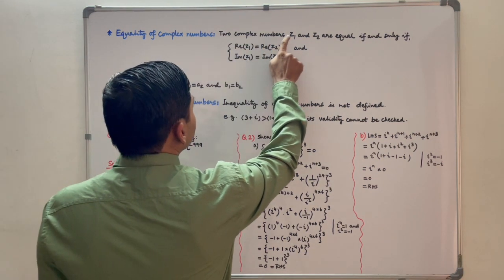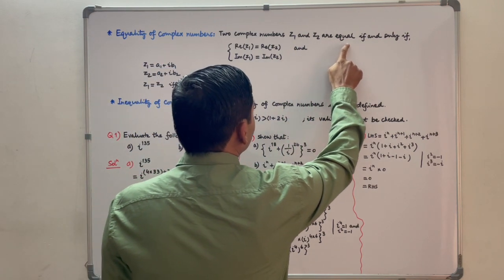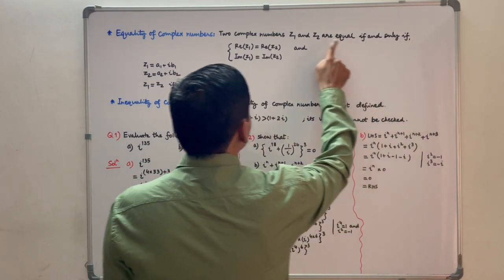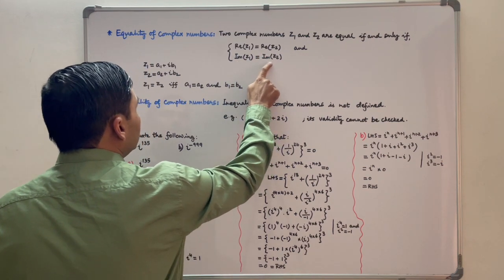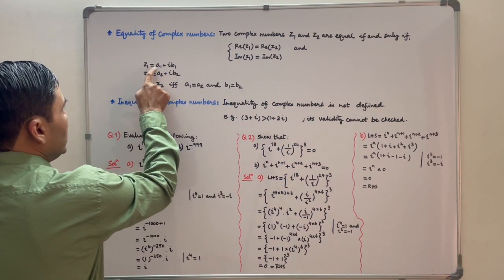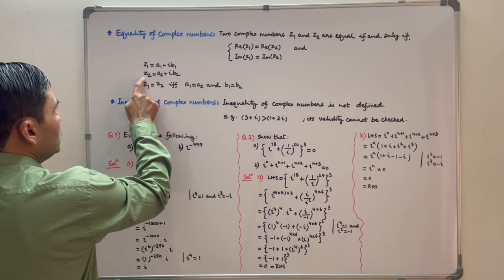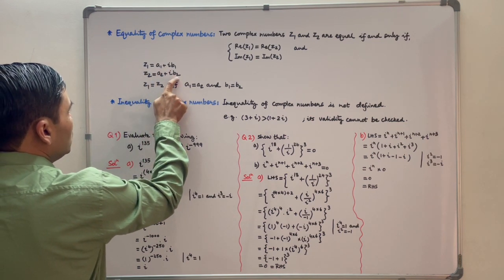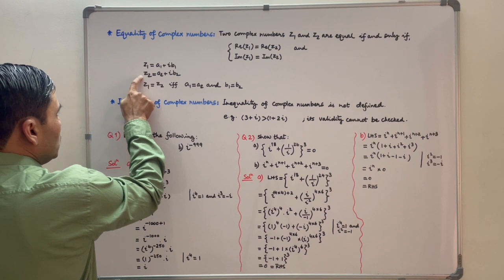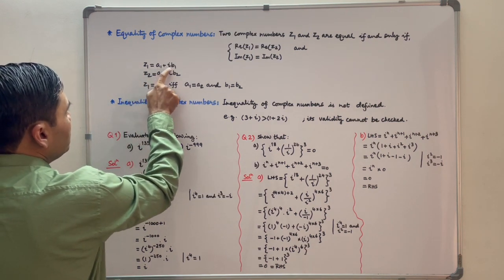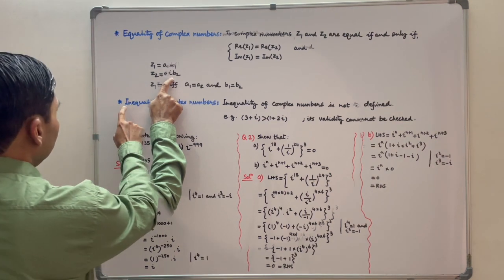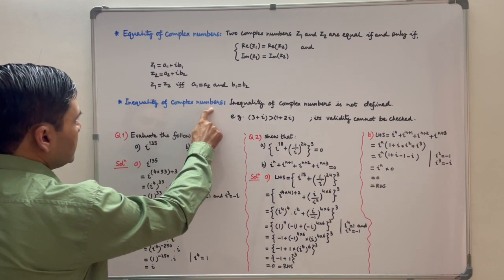Two complex numbers Z1 and Z2 are equal if and only if their real parts are equal and their imaginary parts are equal. Suppose Z1 is equal to A1 plus iB1 and Z2 is equal to A2 plus iB2. So Z1 is equal to Z2 if and only if A1 is equal to A2 and B1 is equal to B2.